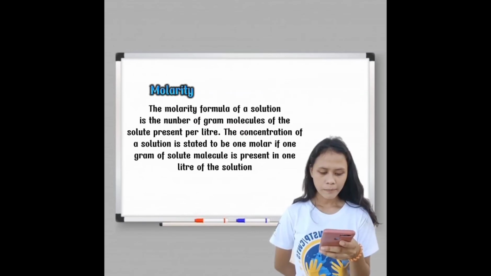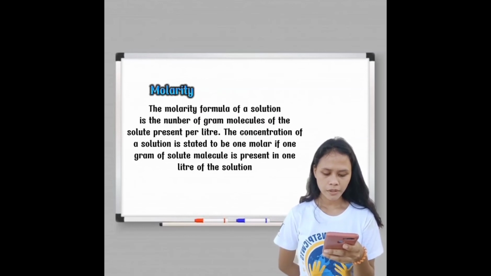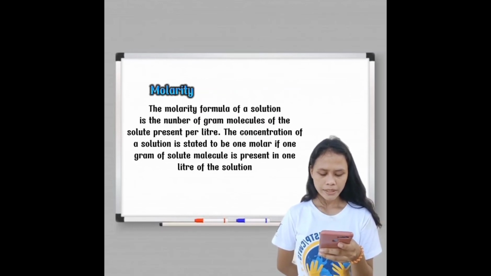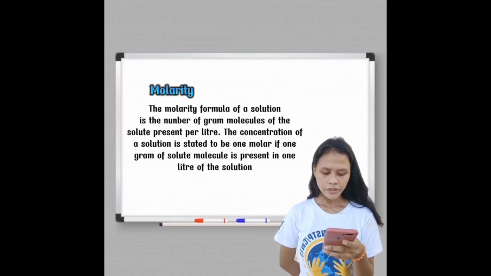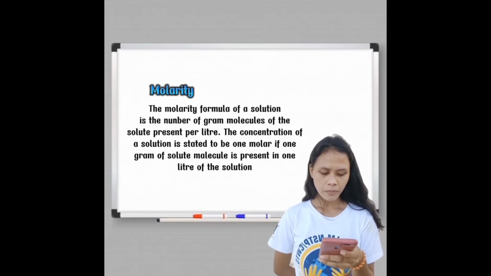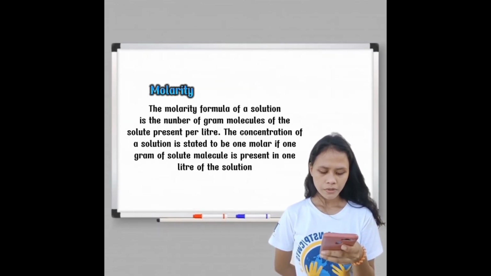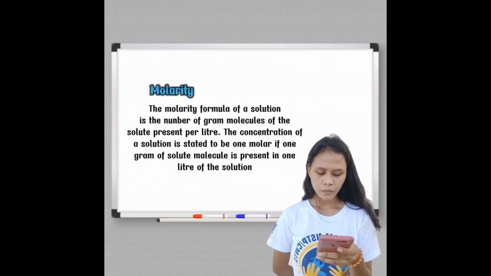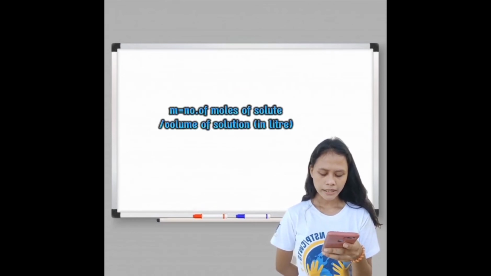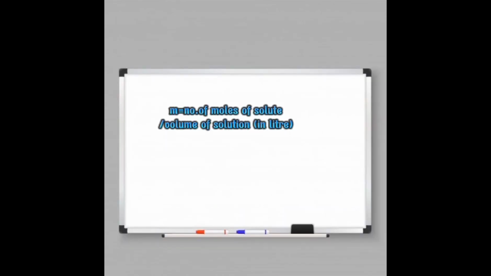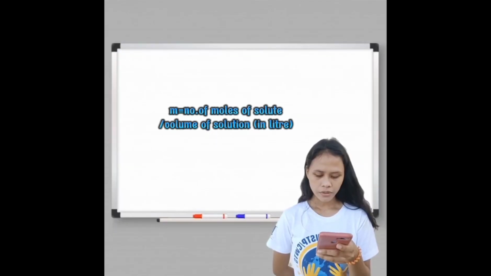Molarity. The molarity of a solution is the number of gram molecules of the solute present per liter. The concentration of a solution is said to be 1 molar if 1 gram mole of solute is present in 1 liter of solution. Molarity formula: M equals number of moles of solute over volume of solution in liters.